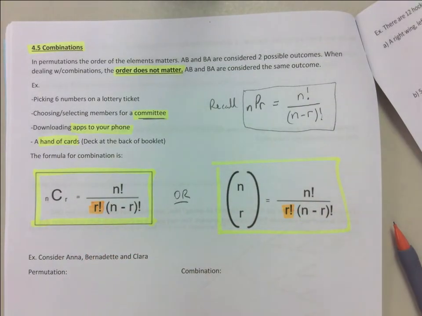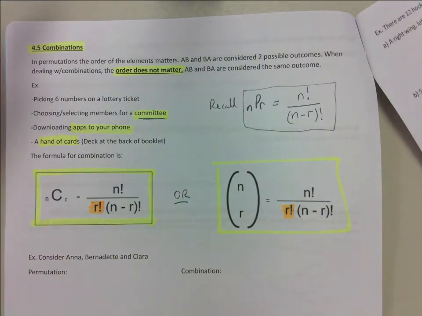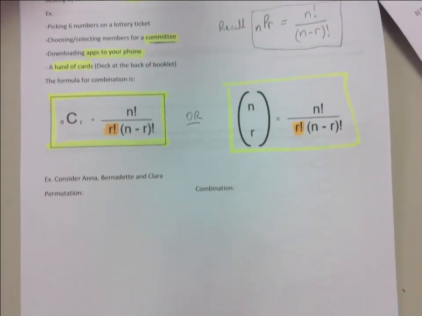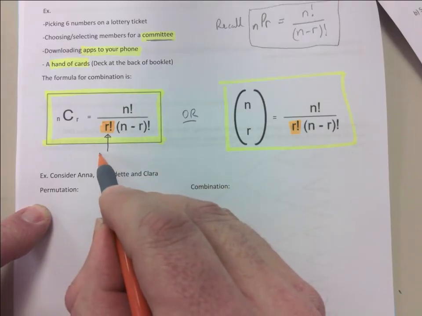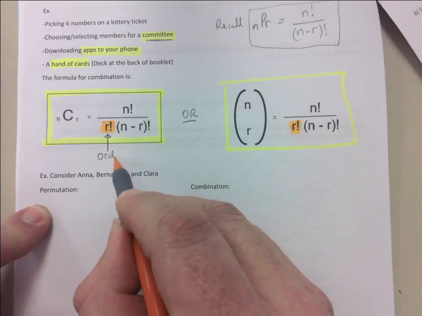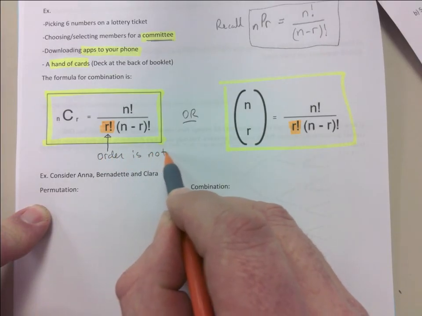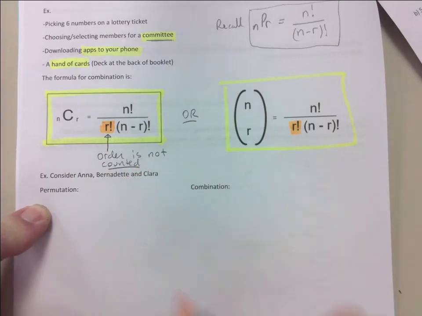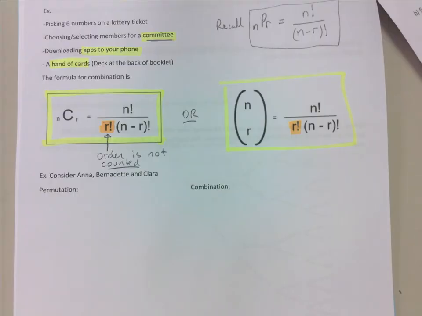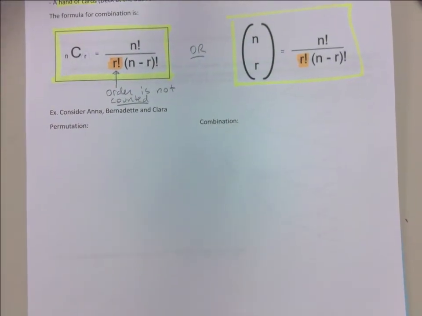Highlight that with a different color if you can. So the r, right? Order is not counted. I'm just going to say it that way. Order is not counted. Like having them arranged in a different order, we don't care about that. That's why we divide out r factorial, like r number of people we choose at a time or objects we choose at a time.